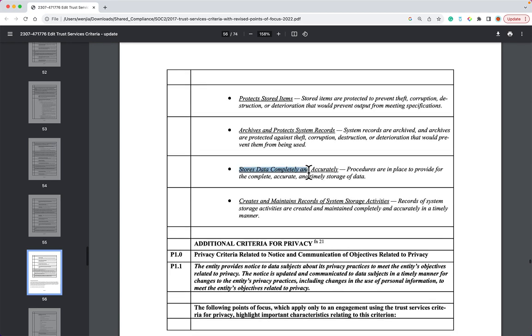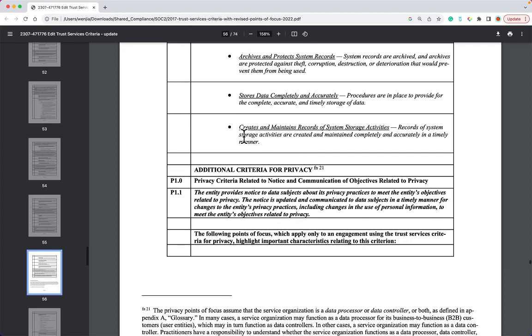Next one, store data completely and accurately. Of course, because you need to store this kind of data for future use, and you cannot store only part of it. You need to hold the whole thing, the completeness. Next one, create and maintain records of system storage activities. Of course, this one is very straightforward. When you start storing, you need to have some ID, you need to have some clarification for this record.